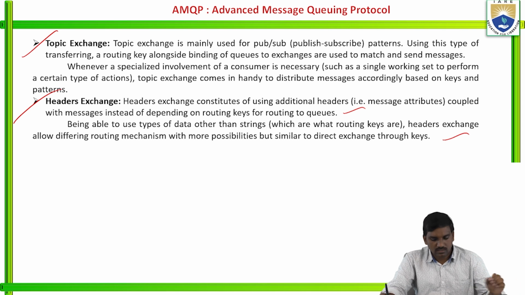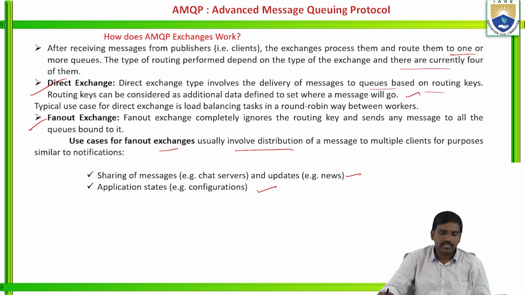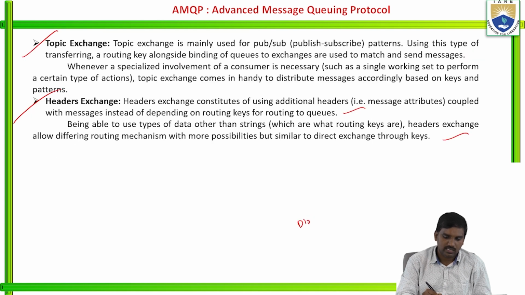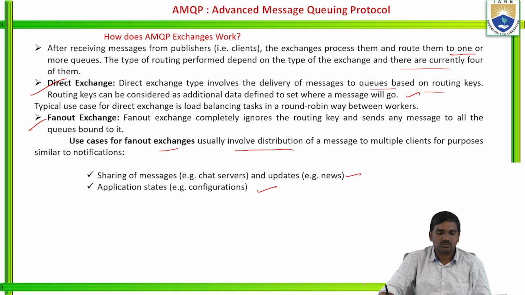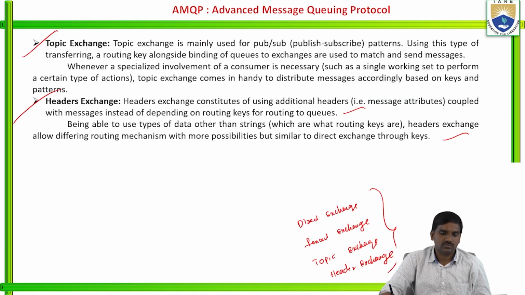So these are the exchange types: direct exchange, fan out exchange, topic exchange, and headers exchange. These are the four types of exchange methods for the performance of AMQP.